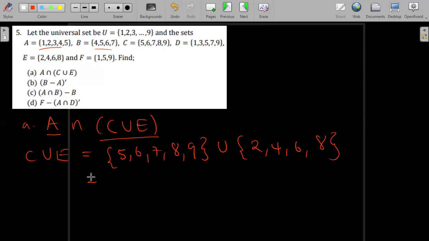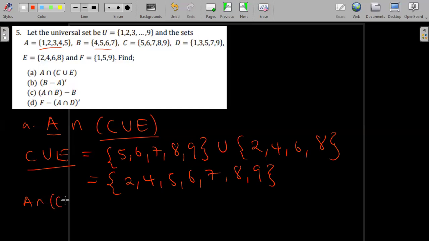That's my U. So combining all these elements together, I'll have 2, 4, 5, 6, 7, 8, and 9. So this here is my C union E. And they're telling me this here, I must intersect it with what? With A.